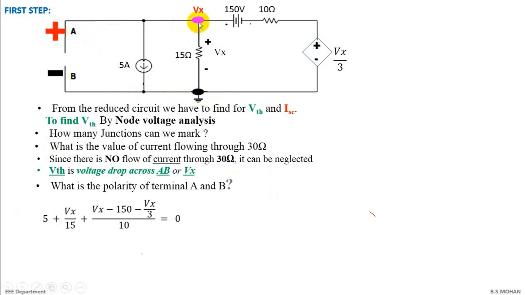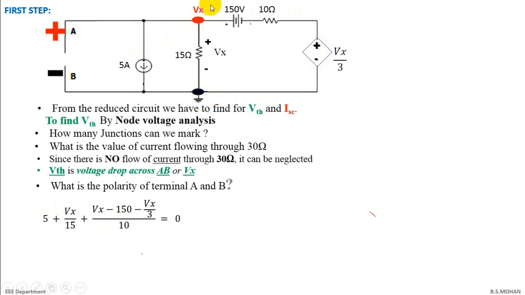So when you apply nodal analysis, this is your equation. How do we assume currents? Currents are leaving, and how many branches are there? There are 3 branches. This is your first branch, that is 5, the second branch is Vx by 15, and then the last branch is Vx minus 150 minus Vx by 3, whole divided by 10.